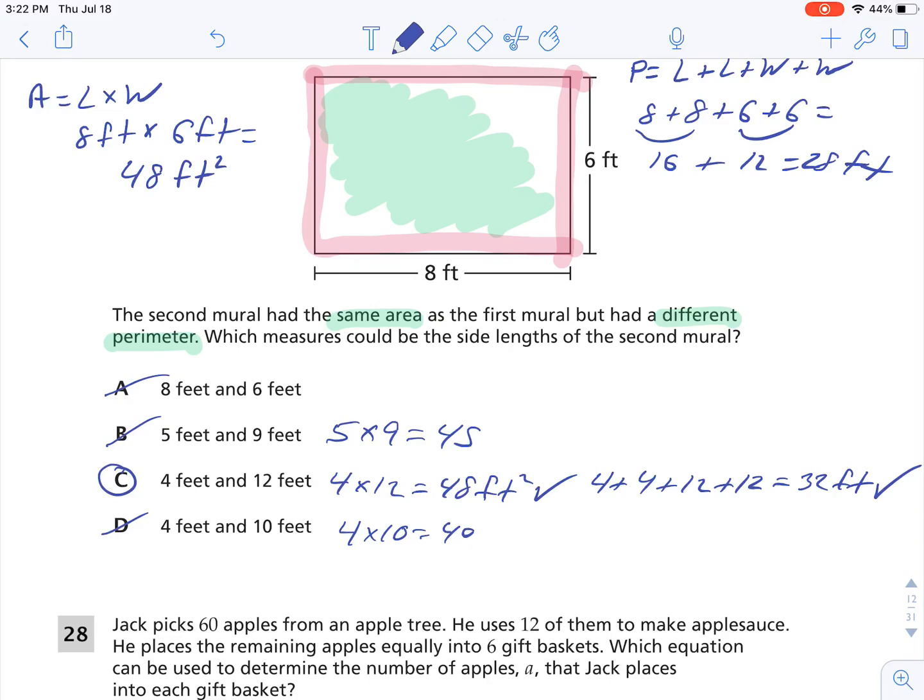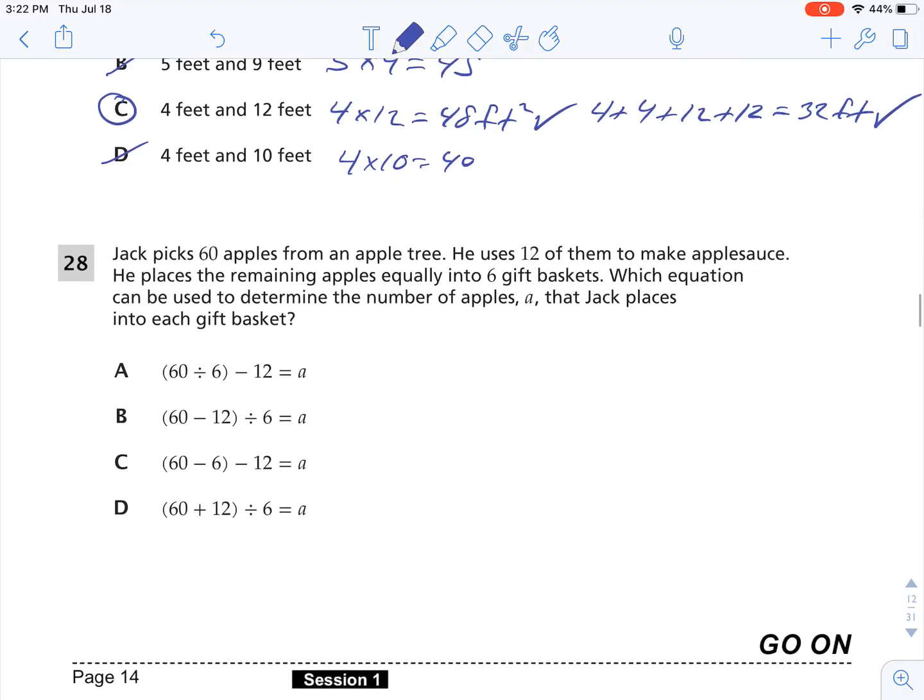4 feet and 12 feet will give me the same area, but a different perimeter. 28.